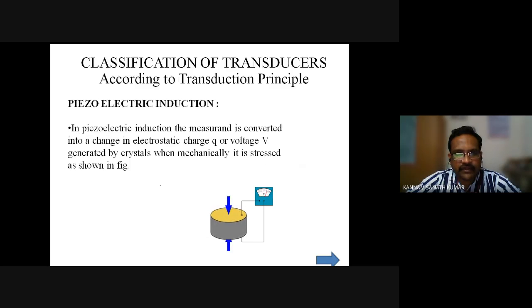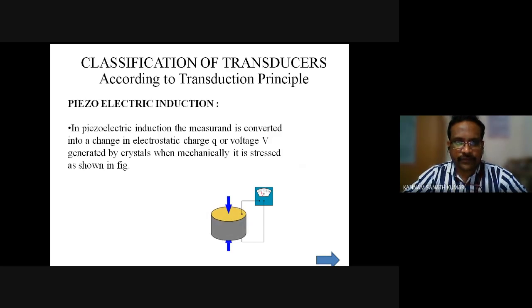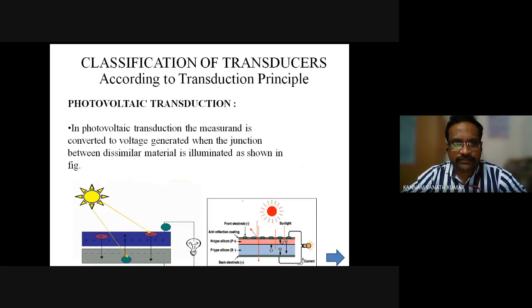Piezoelectric effect means piezoelectric induction. The measurand is converted into charge or voltage. As I told you, if you give mechanical stress to this, whatever crystals are present in the piezoelectric transducer will convert it into either electrostatic charge or voltage.